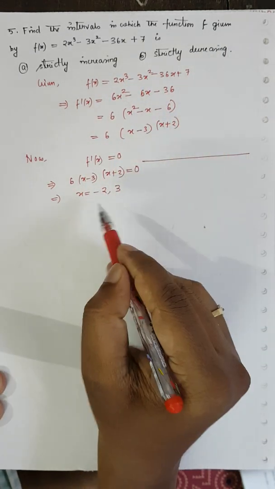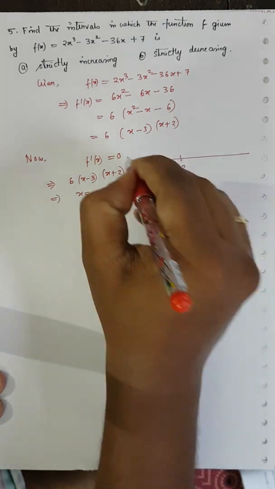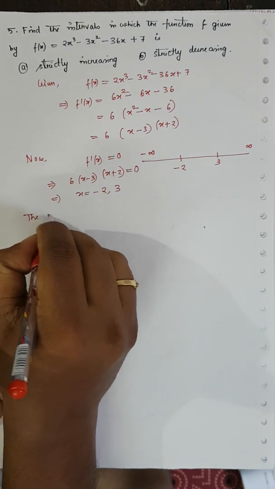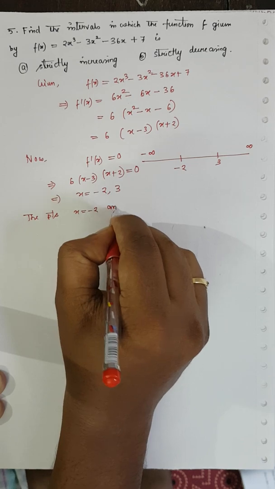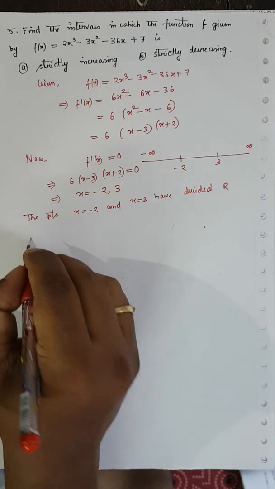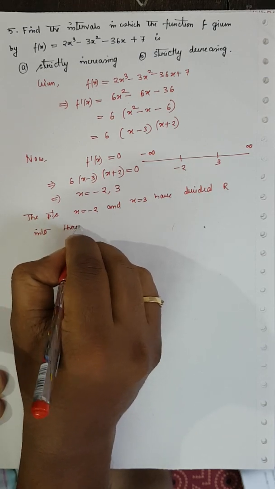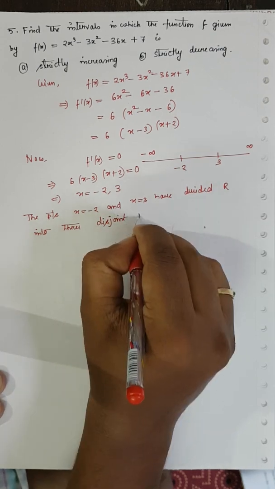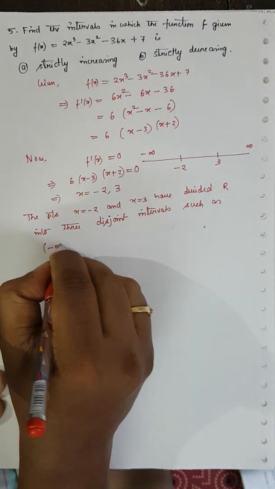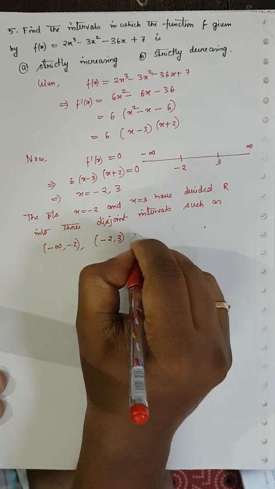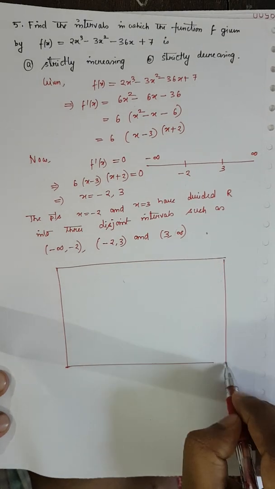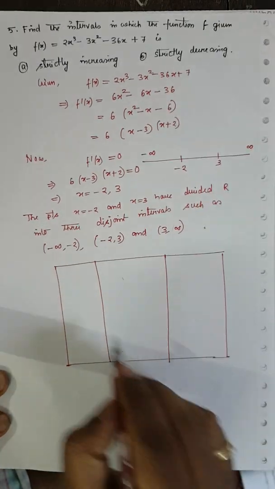You can see the points minus 2 and 3 divide the interval minus infinity to plus infinity into 3 disjoint intervals. Now the points x equal to minus 2 and x equal to 3 have divided real number R into 3 disjoint intervals, such as first one is minus infinity to minus 2, second one is minus 2 to 3, and third one is 3 to infinity. If you draw the table just like the previous question, you will get 3 intervals.